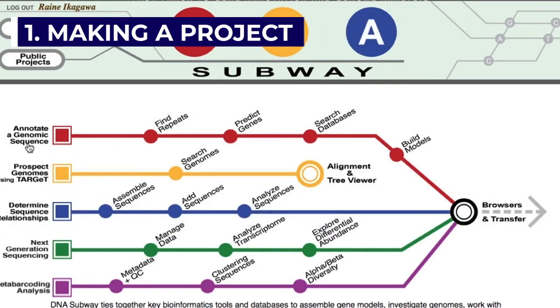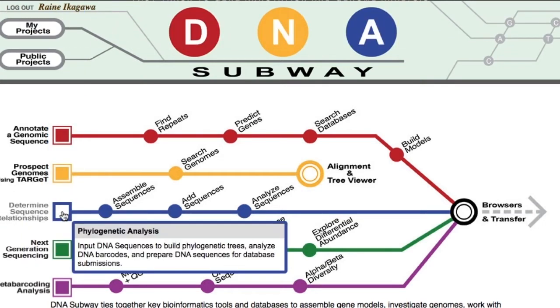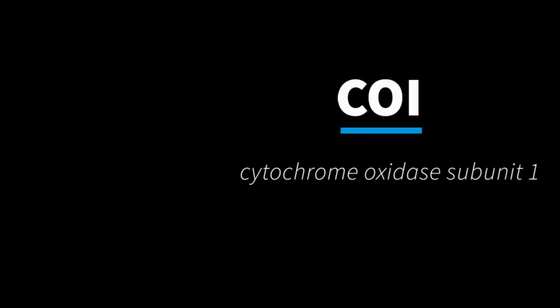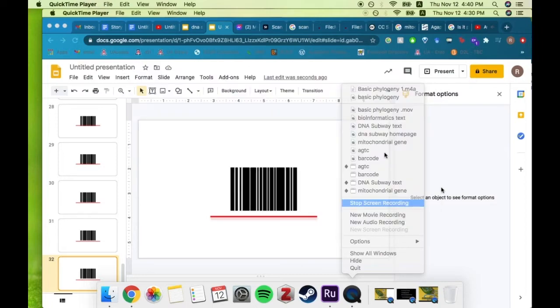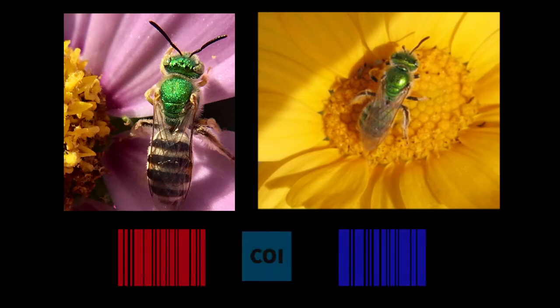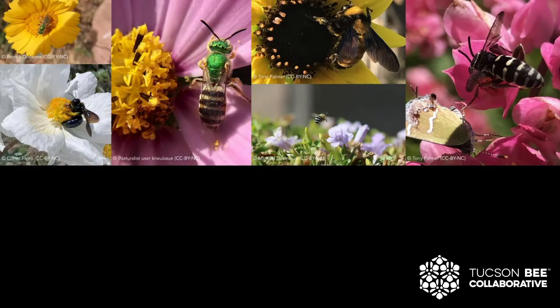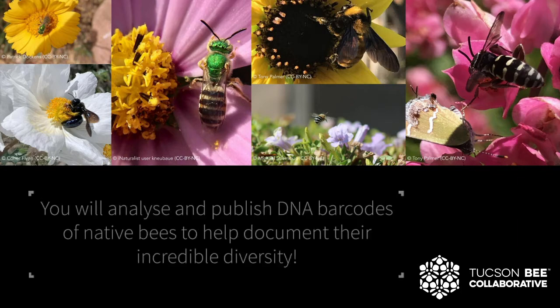Once you've made your DNA Subway account and logged in, click the blue square to create a new project. Select CO1 under barcoding. The CO1, or cytochrome oxidase subunit 1 gene, is a mitochondrial gene that's commonly used as a DNA barcode among animals. CO1 mutates fast enough that sequences can be used to distinguish closely related species, since it mutates at roughly the same rate that species evolve. You're going to be analyzing and publishing DNA barcodes, or CO1 sequences, for the Tucson Bee Collaborative to document the incredible genetic diversity of our native bees.